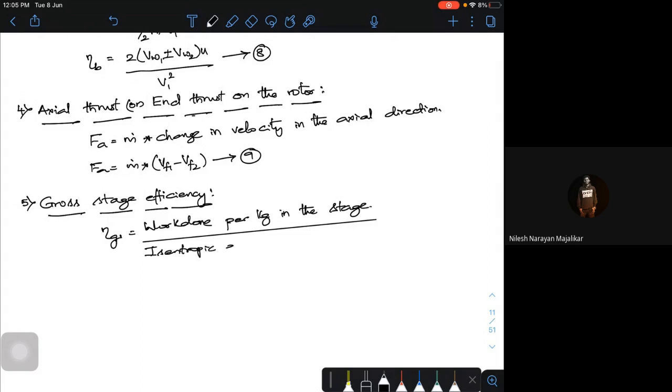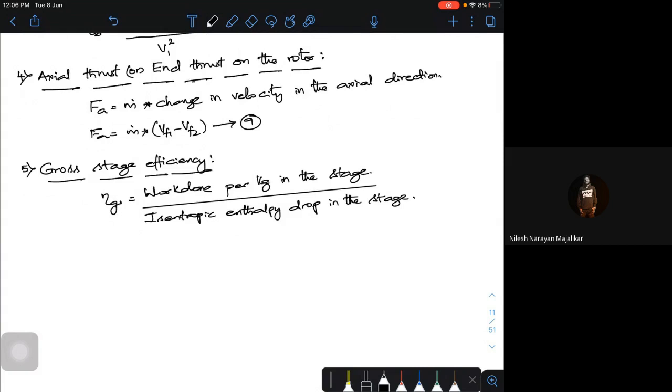Isentropic enthalpy drop per stage, or in the stage. Now gross stage efficiency, why is it so important? Because we are looking at not only the rotor, we are looking at both the stators and rotor, the combined effect. If I try to look at the hydraulic or blade efficiency, it is only with respect to the rotor. If I want to look at what is happening per stage, this is the one I need to look into.